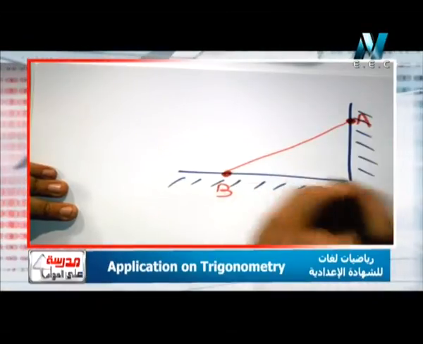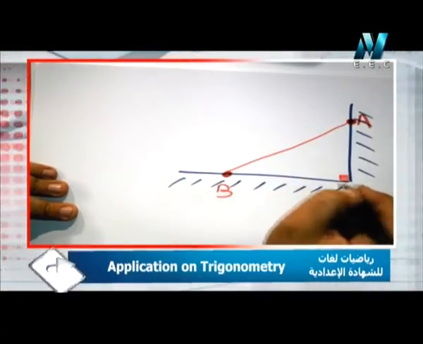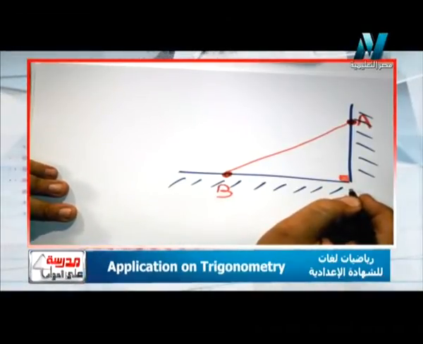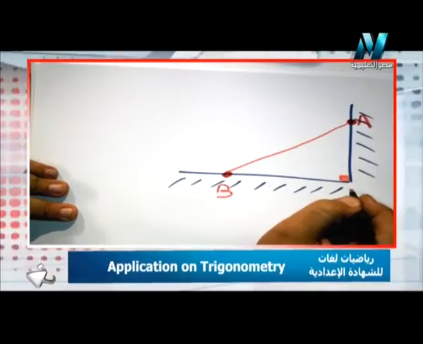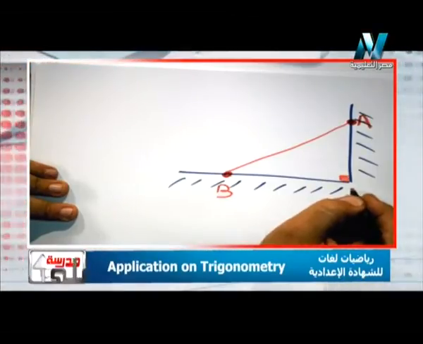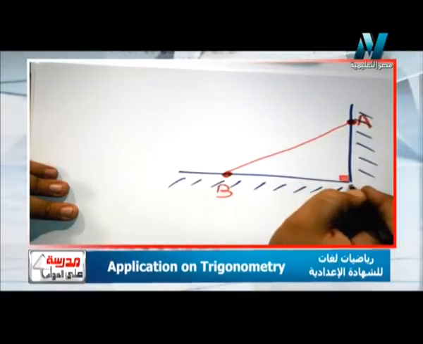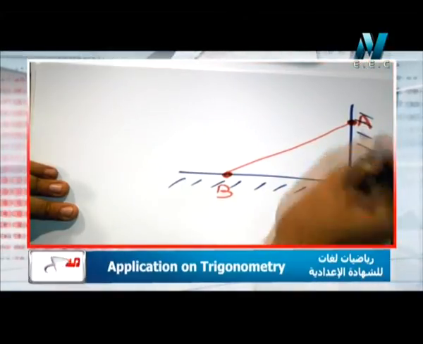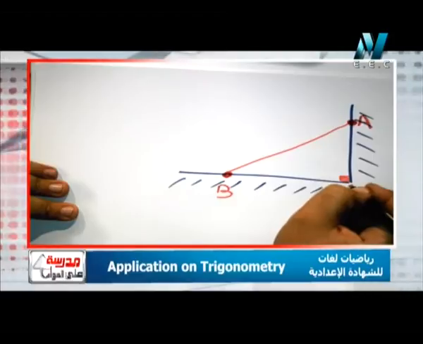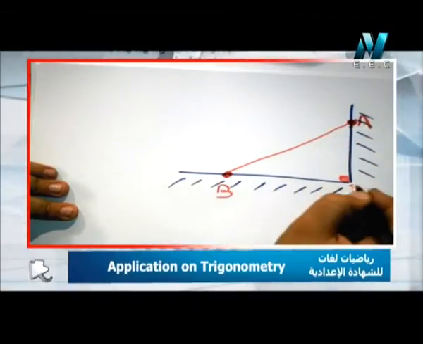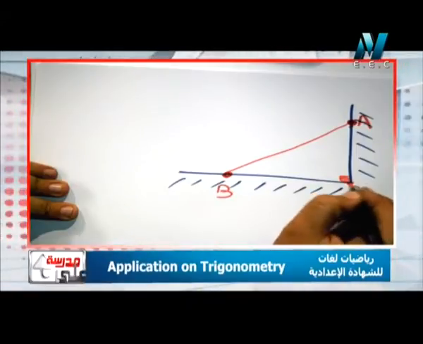And of course, this is a right angle triangle. Let's read the question. If C is the projection of point A on the surface of the floor, so C is the projection of A. And what I mean by the word projection is the position of the line segment drawn from A perpendicular to the floor. So this is the position of point C.